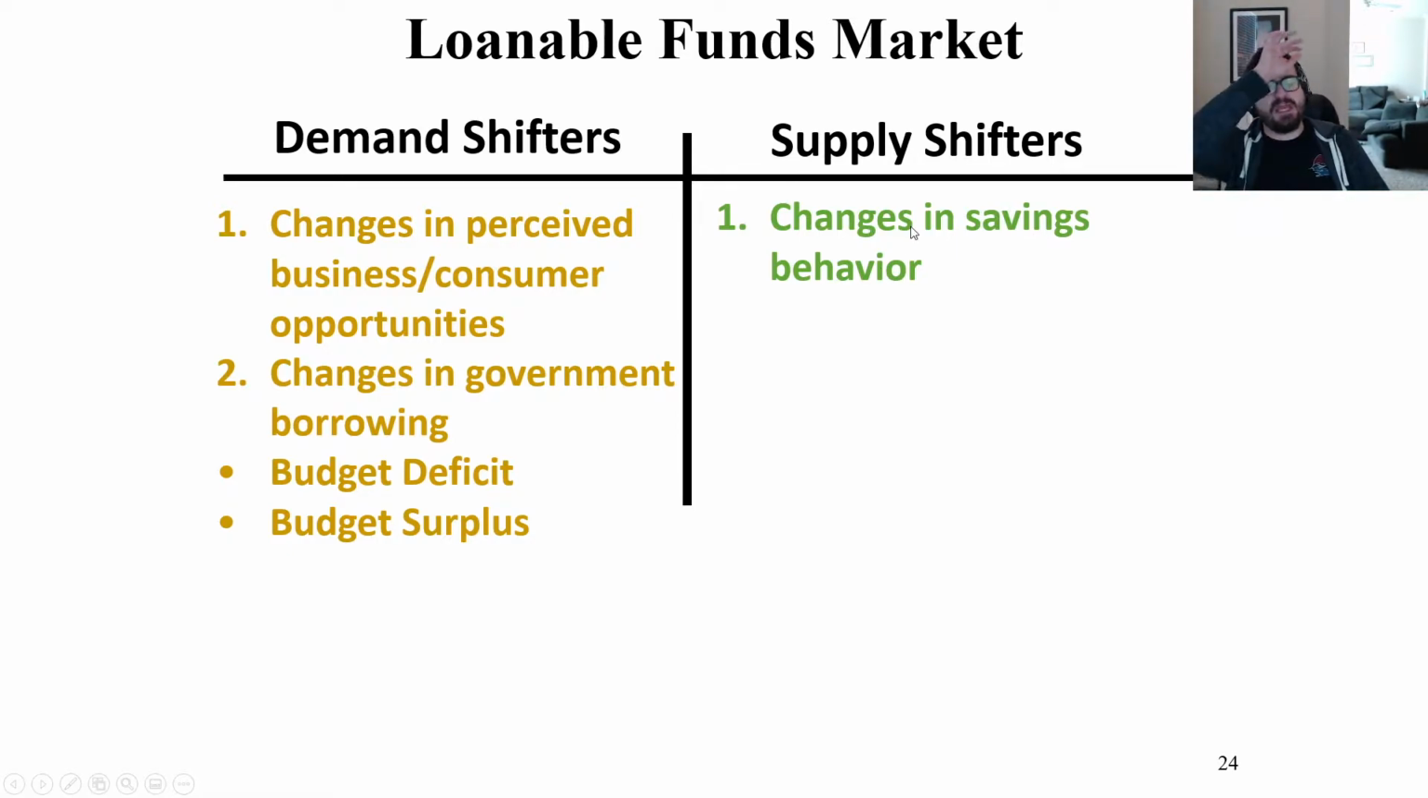Changes in savings behavior is the first supply shifter. The main reasoning here is, where do you save your money? Well, that'd be the banks, right? Banks are where most people save most of their money. So if you're saving more money, then banks would conceivably have more money, which means the supply of loanable funds would grow, because if banks have more money to loan out, that is the supply of loanable funds, the amount of money that banks have to loan out. So if there's more saving, there's more money in banks, banks can loan out more.